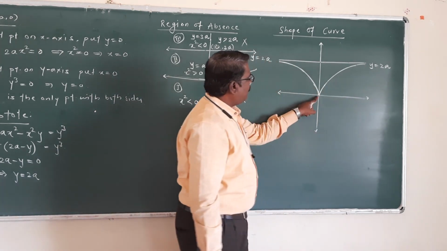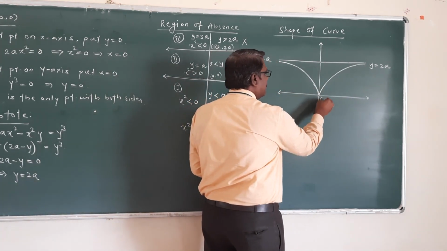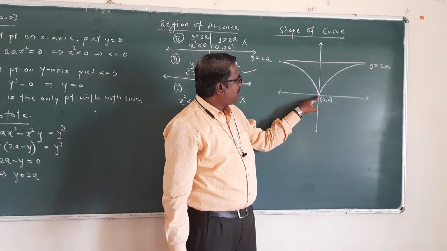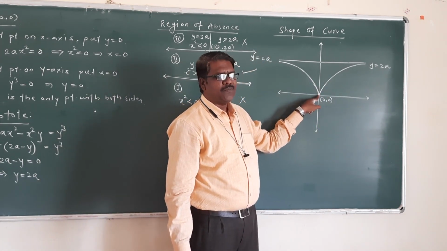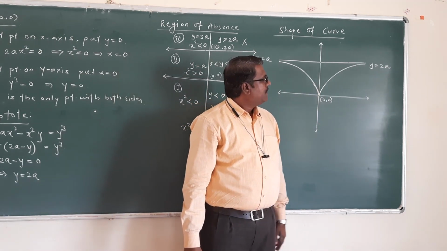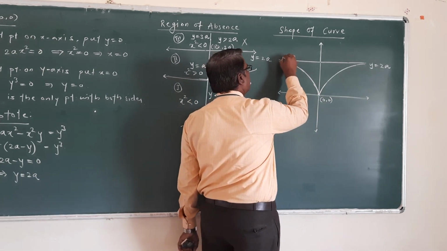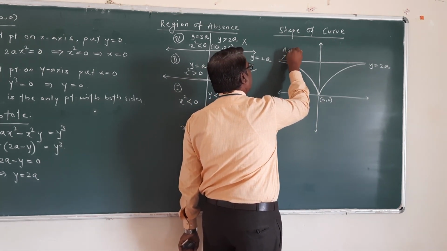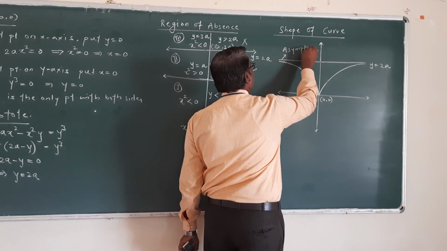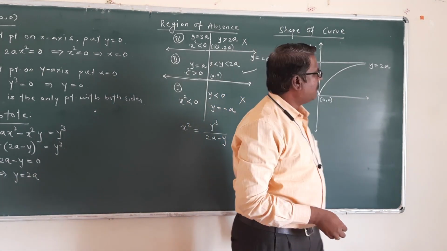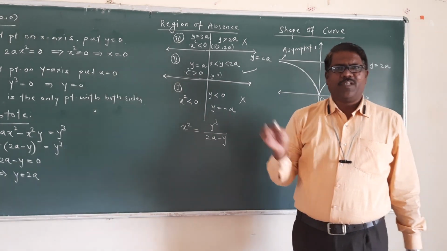Such a type of origin which we got is called a cusp. So this particular point is called a cusp. So we have drawn this curve, and this line is the asymptote. Just write it as asymptote. Okay. So now we will proceed further to example number 4.